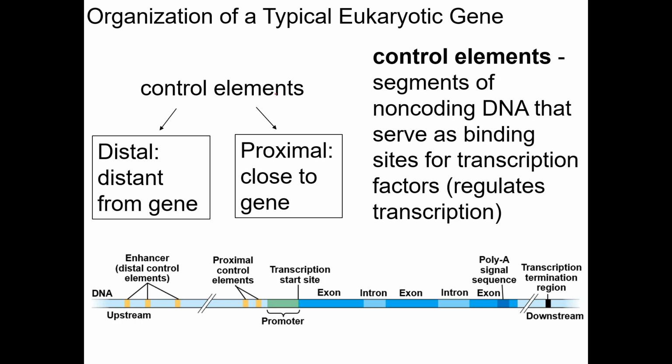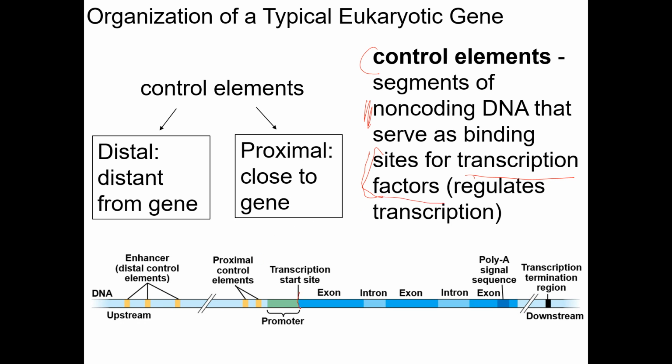So we're looking at DNA, and there are parts of DNA called control elements. A control element is a segment of DNA that's non-coding, meaning it doesn't serve, in this case, as a piece of DNA that codes for RNA, which would code for proteins. So this is a piece of non-coding DNA, and it serves as a binding site for transcription factors. Transcription factors are proteins that are needed to help RNA polymerase bind.